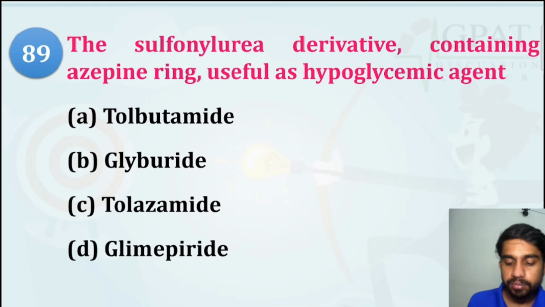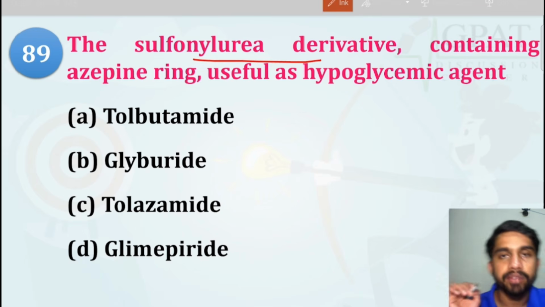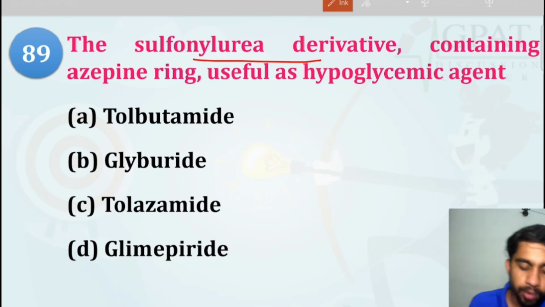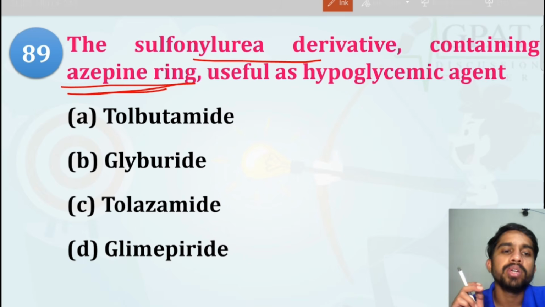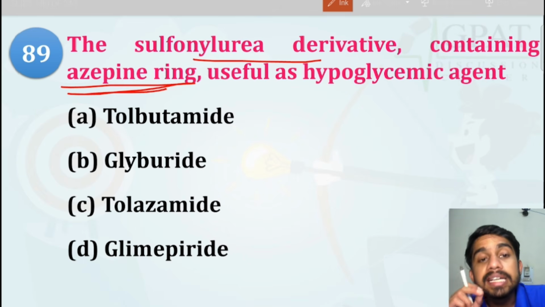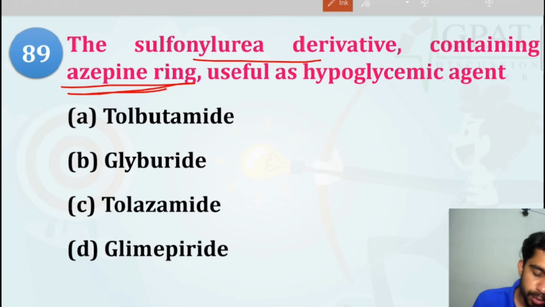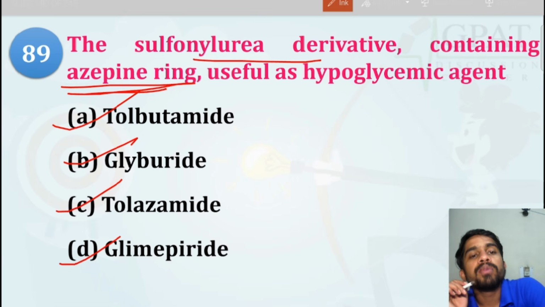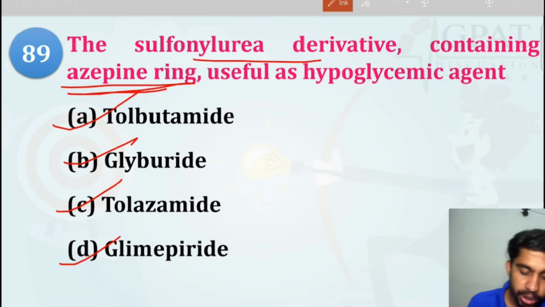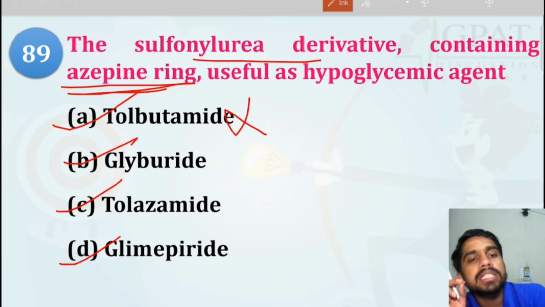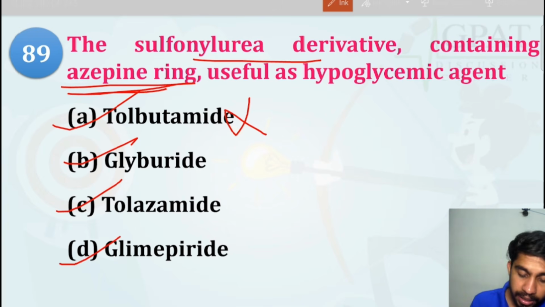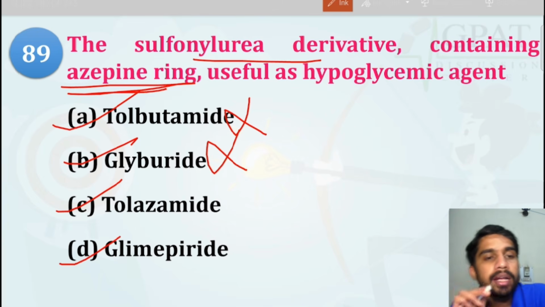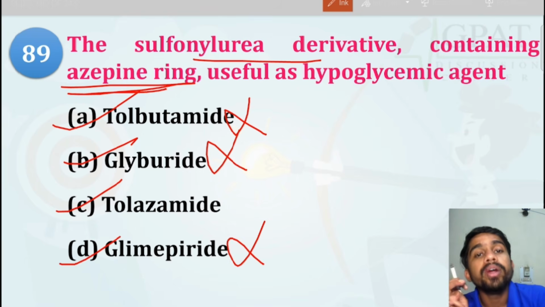Next question. The sulfonyl urea derivative containing the azepine ring is useful as a hypoglycemic agent. So which of the following sulfonyl urea derivatives contains an azepine ring? Tolbutamide, glyburide, tolazamide and glimepiride. Tolbutamide is a first generation sulfonyl urea, but it doesn't contain the azepine ring. Same thing with glyburide, and same thing with glimepiride. These three don't contain the azepine ring.